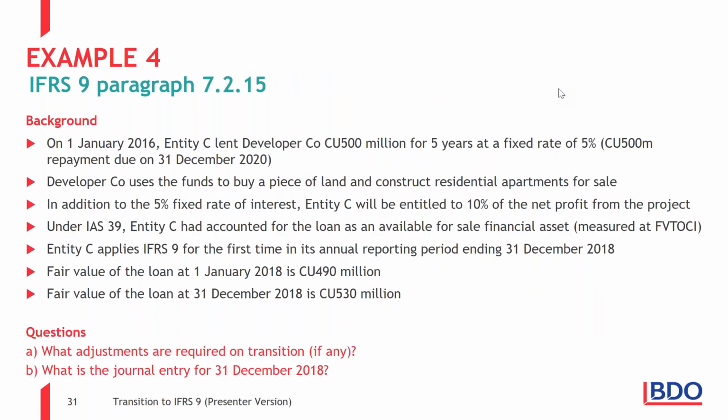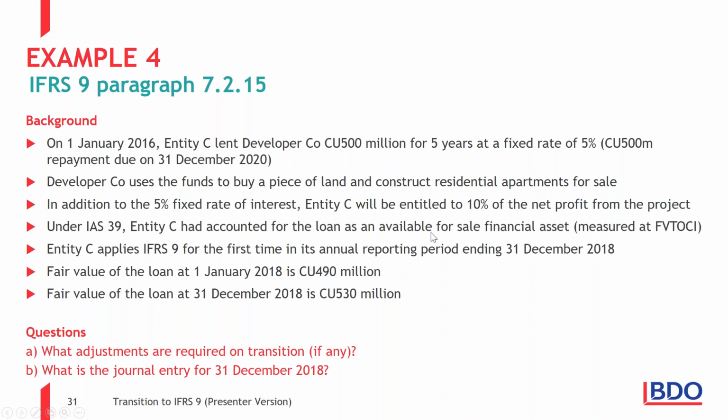All right, let's look at an example to illustrate this. So in example 4, and the requirements are captured in IFRS 9, paragraph 7.2.15. And you'll see IFRS 9 has a complex numbering system. It's not just paragraphs 1 to 100. They've got 7.1, 7.2, and it goes further and further, quite complex. So let's look at the background.